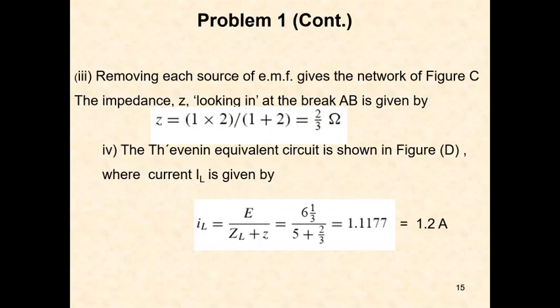Then, removing each source of EMF, the impedance Z looking in at break AB is Z equal to 1 into 2 by 1 plus 2, which is 2 by 3. The Thevenin's equivalent circuit is shown in the figure, where the current IL is equal to E by ZL plus Z, that is 6 1 by 3 by 5 plus 2 by 3, which is approximately 1.1177. So in this way we calculate the current using Thevenin's equivalent circuit.